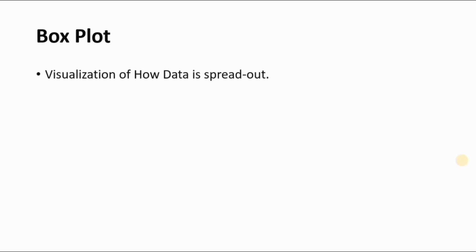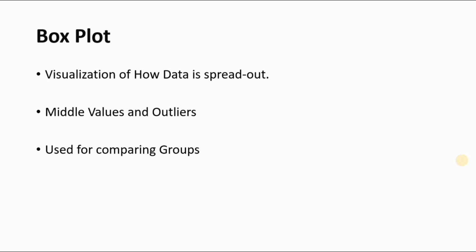So let's begin. Before moving to the terms and example of the box plot, I will start with why we use it. Box plot gives us a quick picture of how data is spread out. We see the middle values and the outliers in the plot that show us how much the data is spread out. Box plot is used for comparing groups and dealing with data that is not evenly spread.